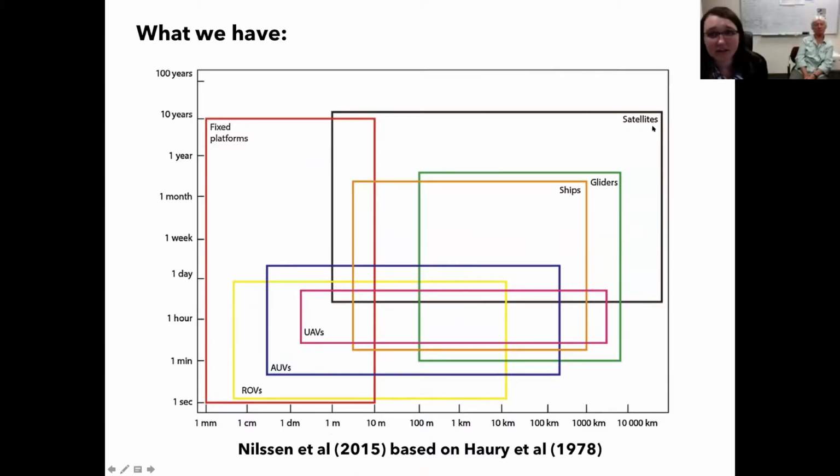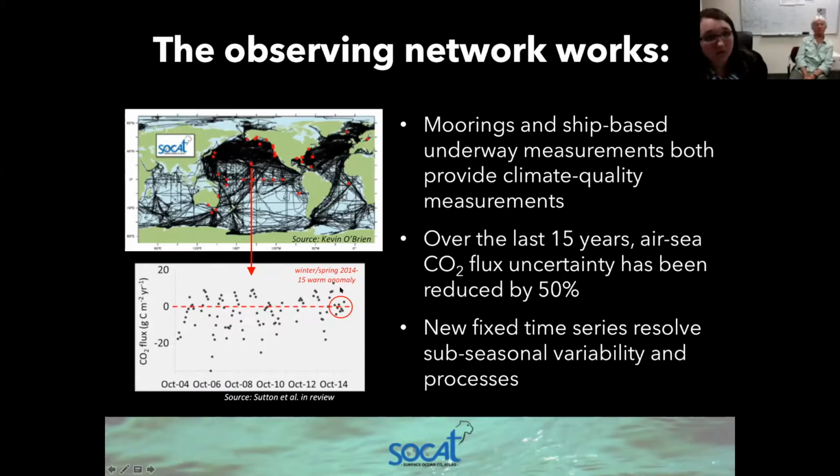Whereas our satellites, we can leave out for a long time and cover a lot of territory, but maybe don't eventually get to be as fine scale as we would like. And overall, on the global scale, this observing system works pretty well. Here I'm showing the global CO2 observations that are part of the Surface Ocean CO2 Atlas program, or SOCAT, just as an example of that.